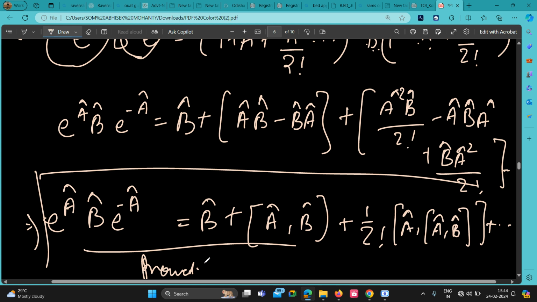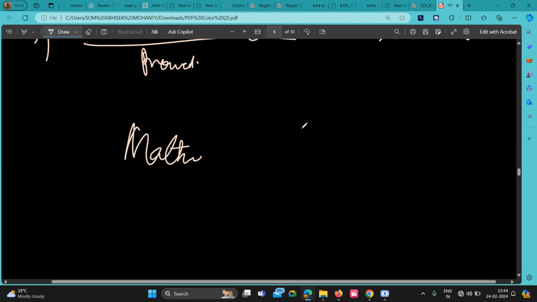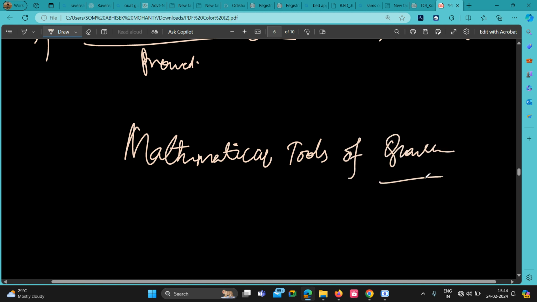So with this, I think we have completed most of the type of questions from this chapter, which was your mathematical tools of quantum mechanics. We have kind of solved it. You try to solve all the questions of Zettili in this chapter, mathematical tools of quantum mechanics. So I hope everything is clear.